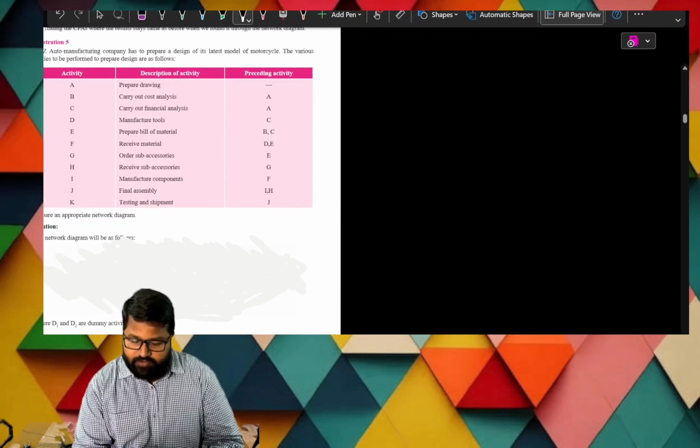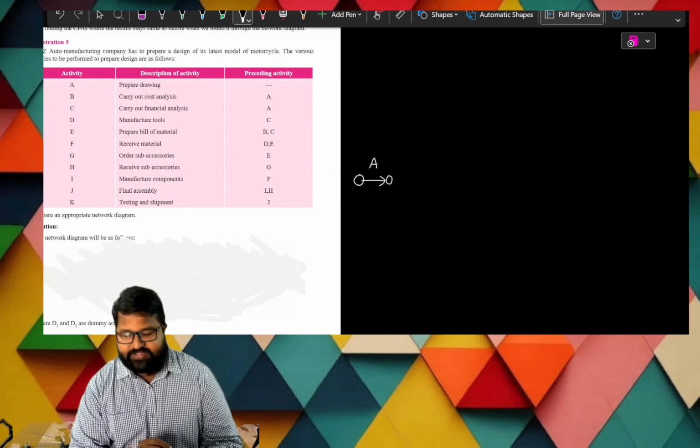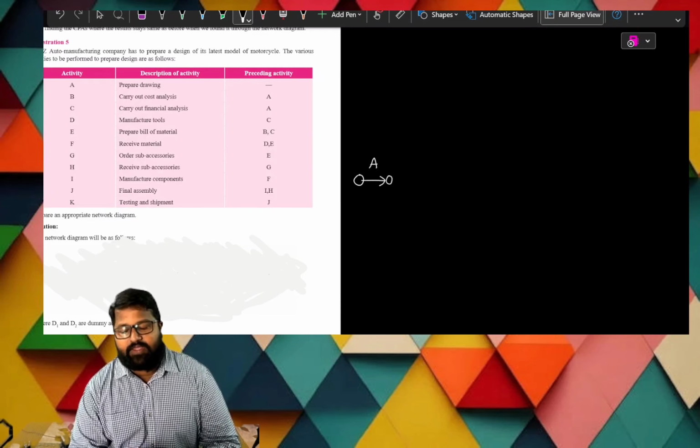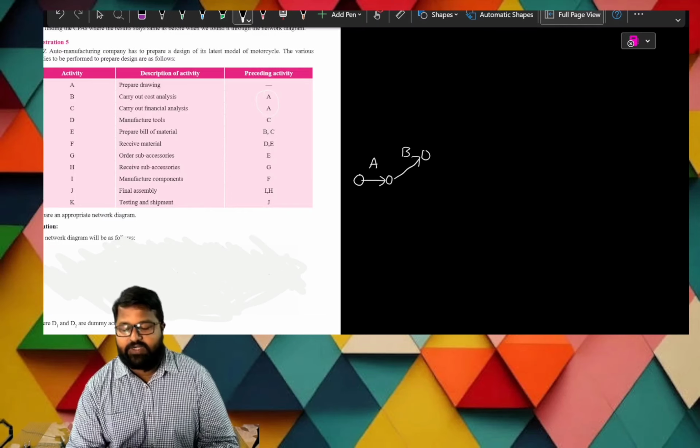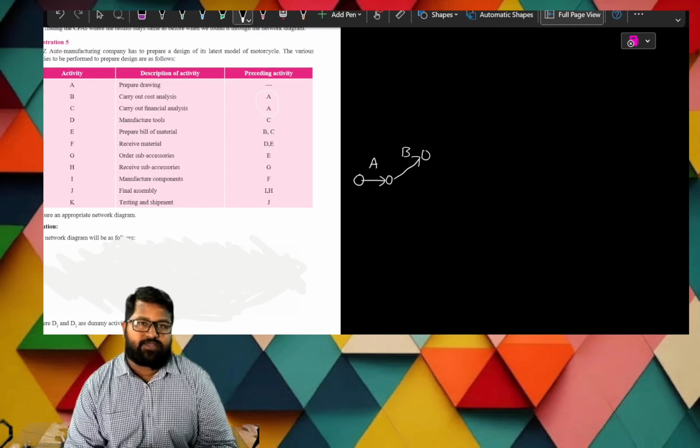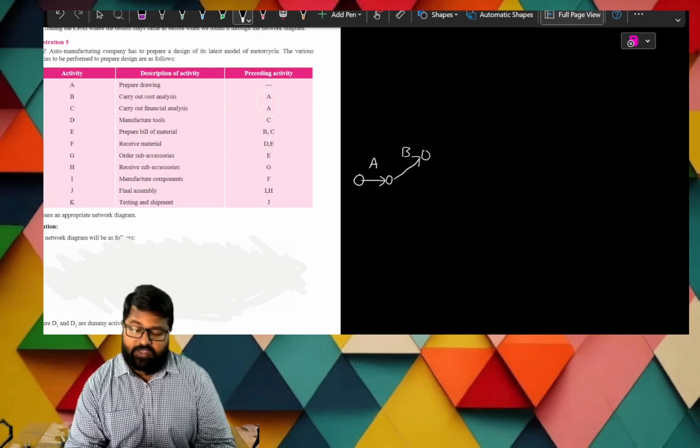Okay, so activity A is the starting one. Next, activity B. It starts after what? Completion of A, because the preceding activity is A. So activity B is drawn. Next, what is C? C also starts after the completion of B. So C is done.